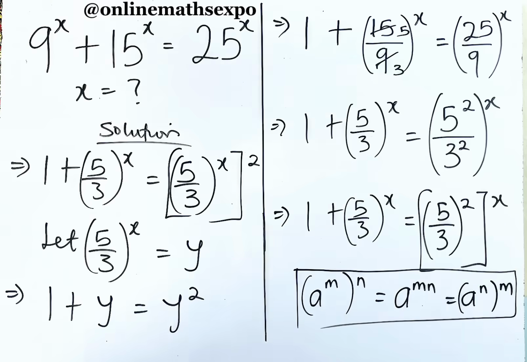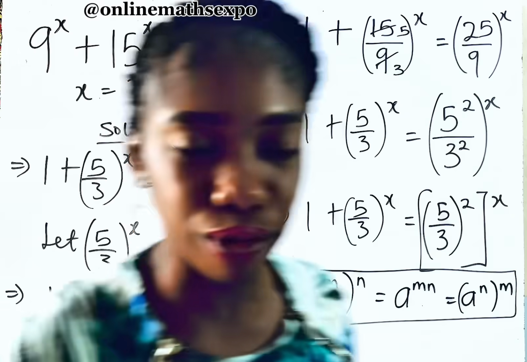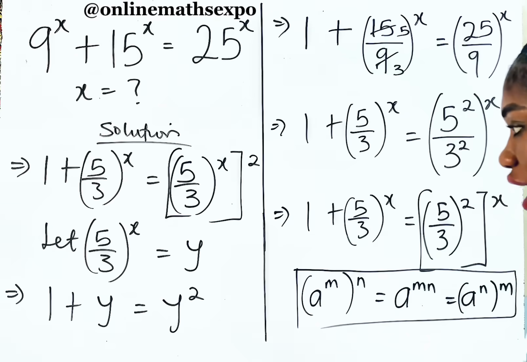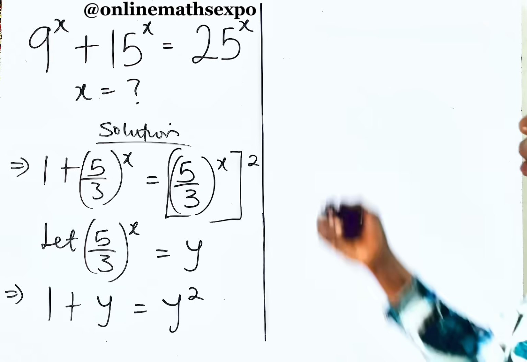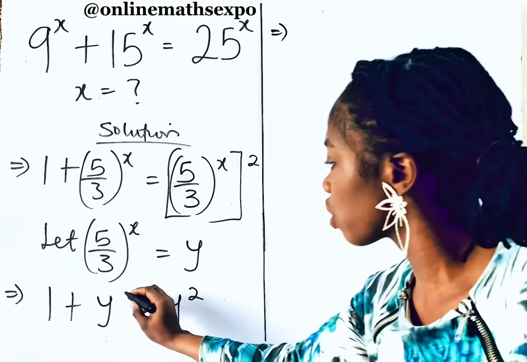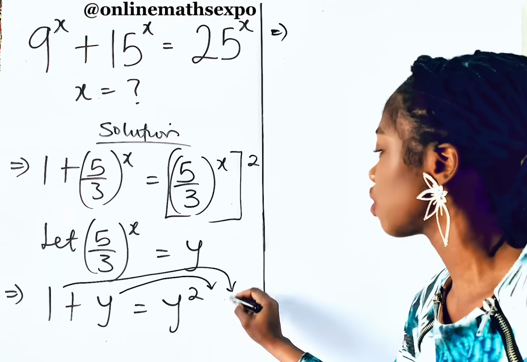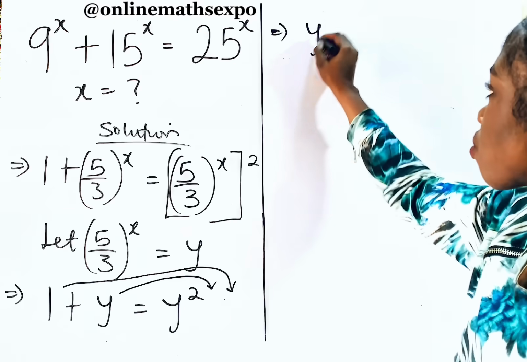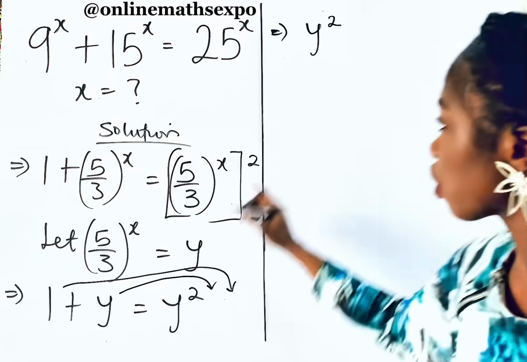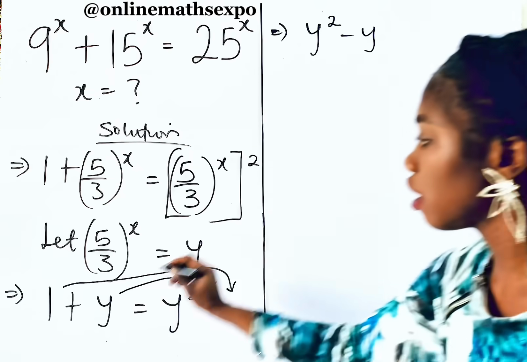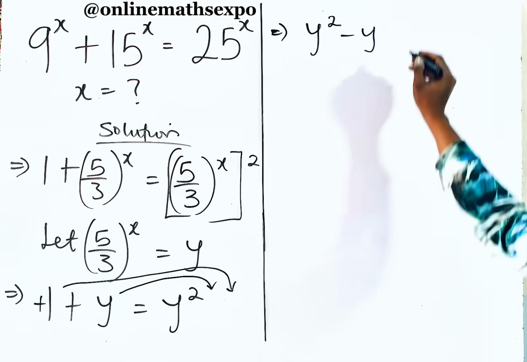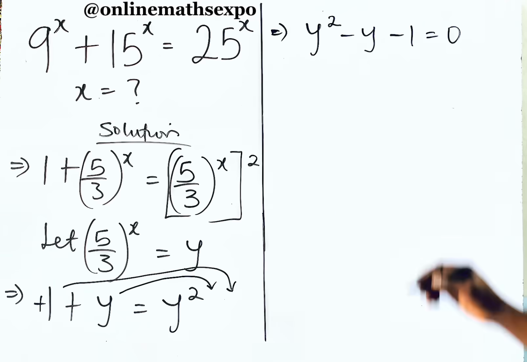So to solve this quadratically, we are going to use the formula method, and to do that, rearranging this, we want to take everything to the right side. Did you see? So it's going to give us y squared. This will become negative y. Remember, this is positive, so it's going to be negative 1 is equal to 0.